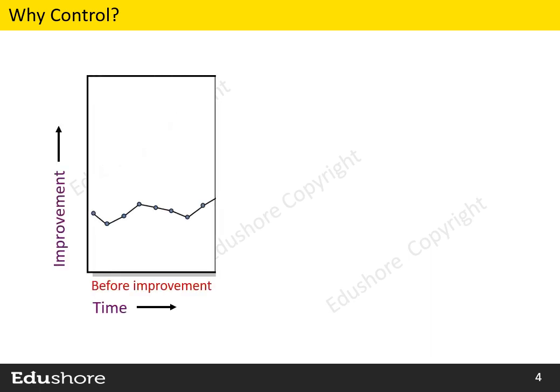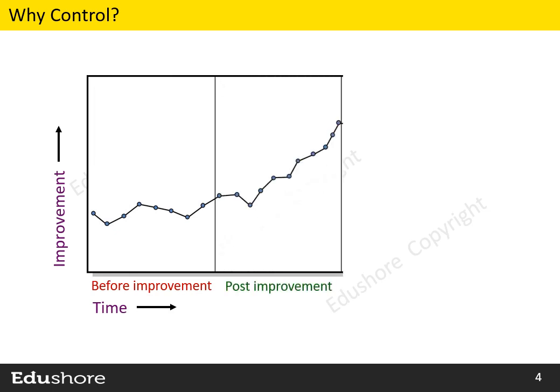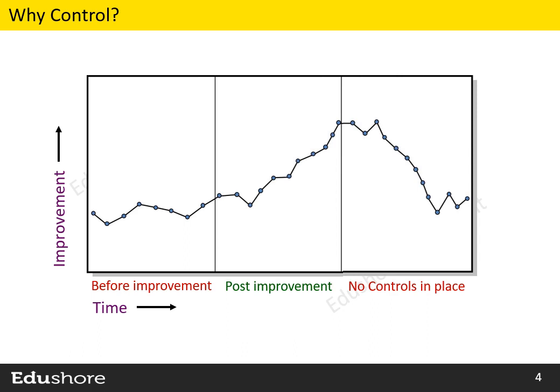Let us understand why we need control phase for a Lean Six Sigma project. For example, before improvement, the performance of a process was like this. After successful implementation, the performance of the process has risen like this. And if there are no controls put in place, the performance of the process tends to roll back like this. So, the control phase is as important as any other phase of the Lean Six Sigma project.